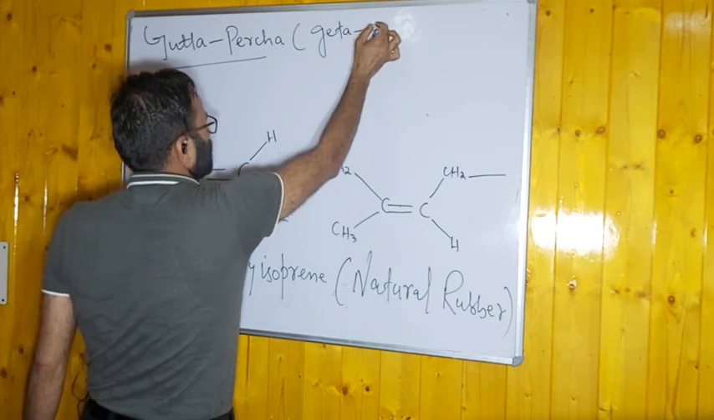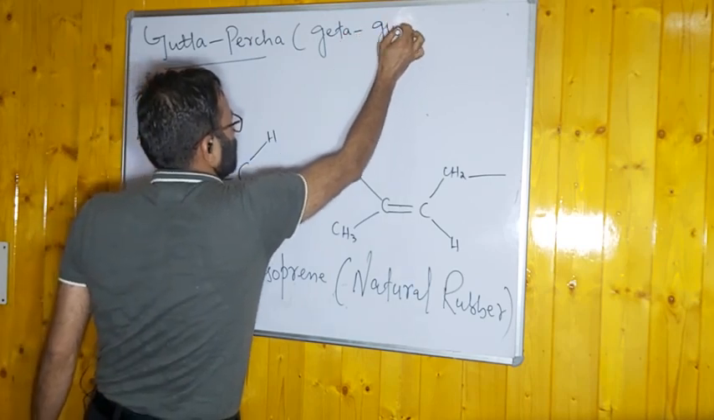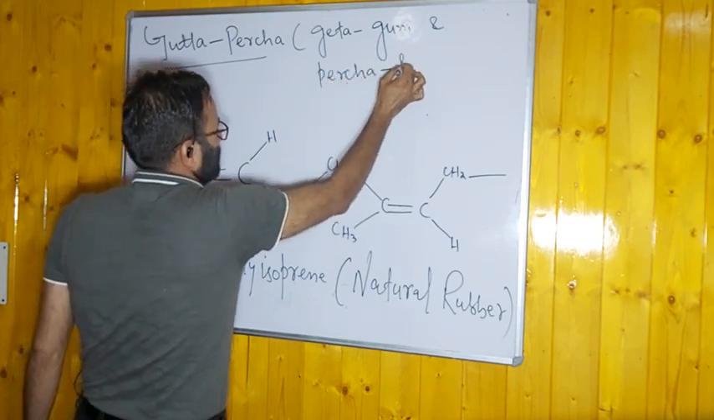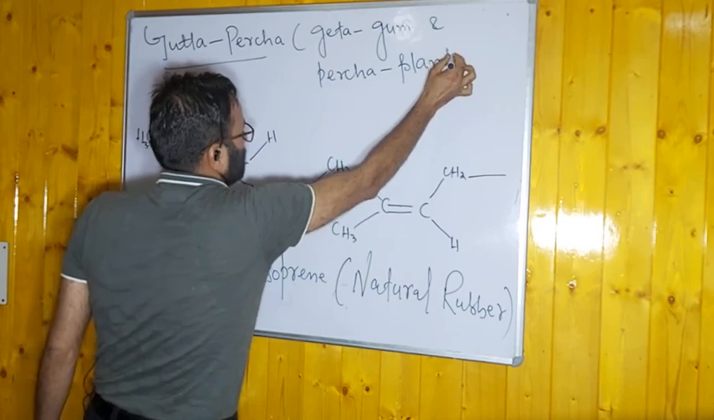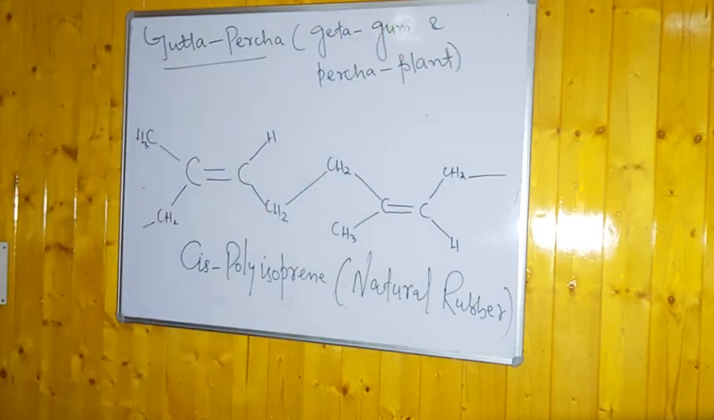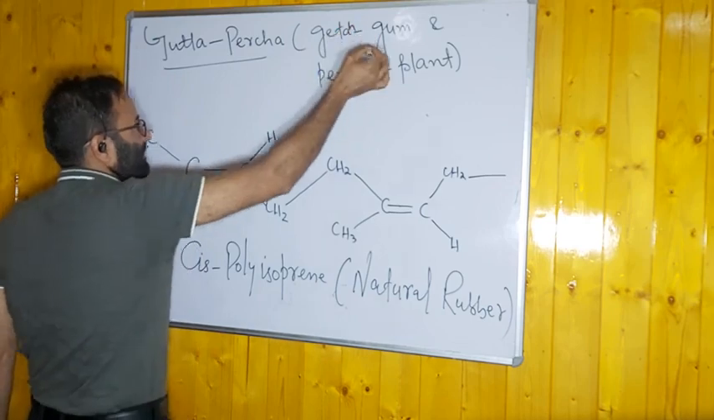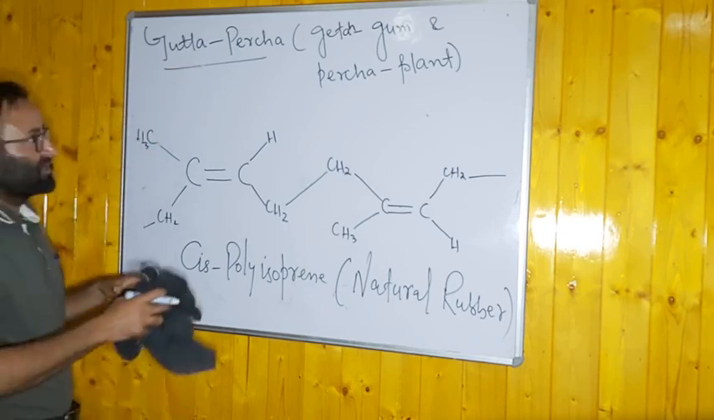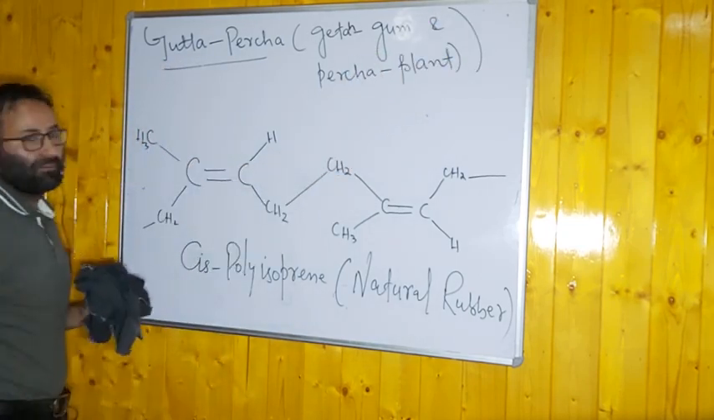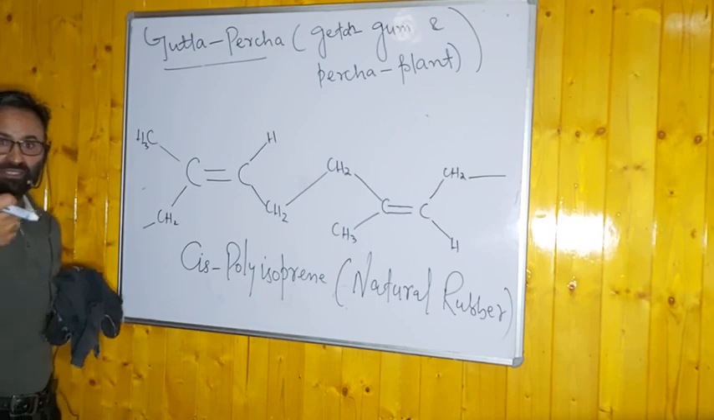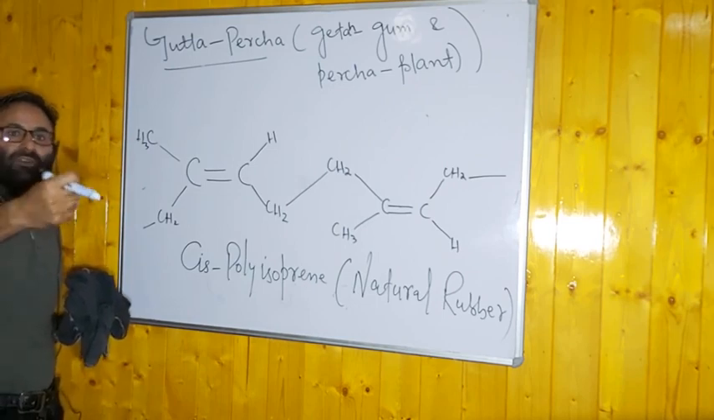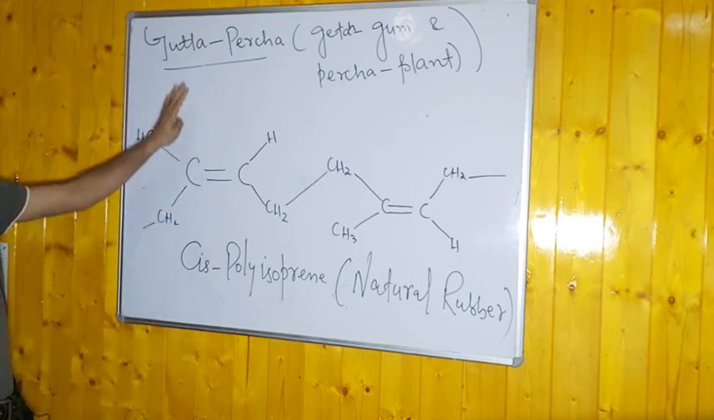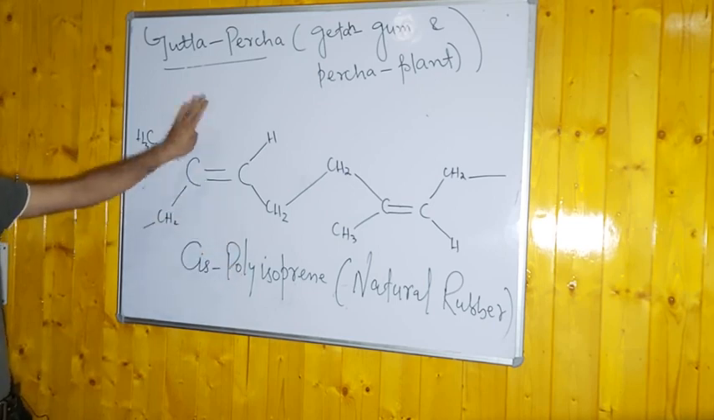Gutta means gum and percha means plot. This is the point. In this gutta-percha, remember this point. How can you define gutta-percha? It is a natural isomer of the rubber, meaning that it is another form of this natural rubber, that is gutta-percha.